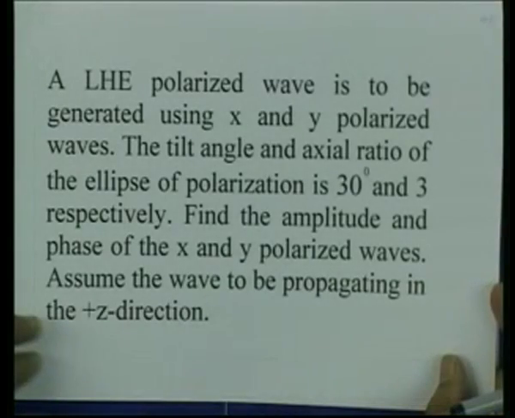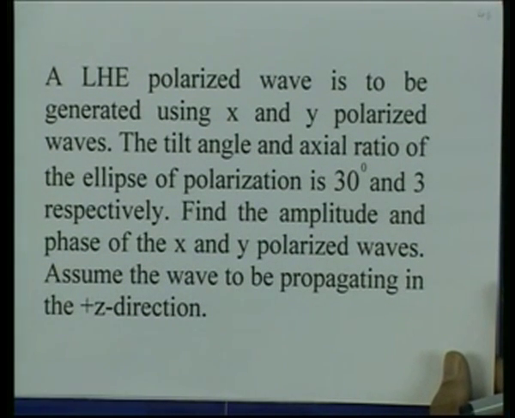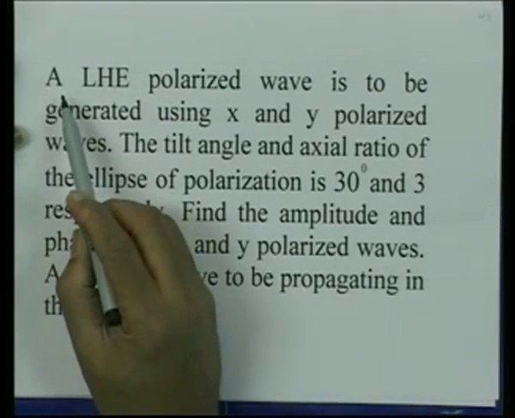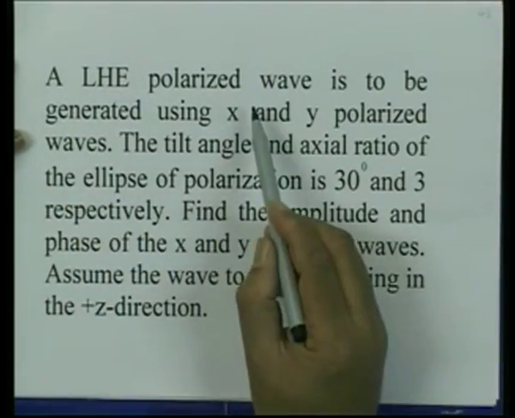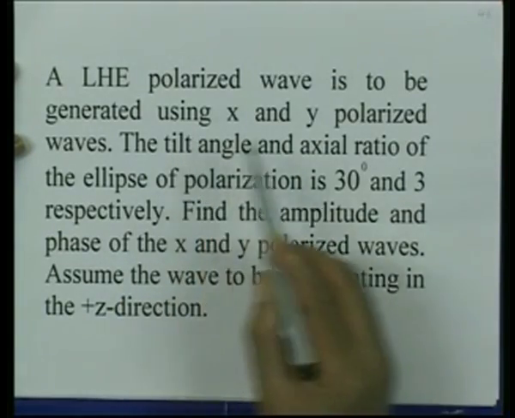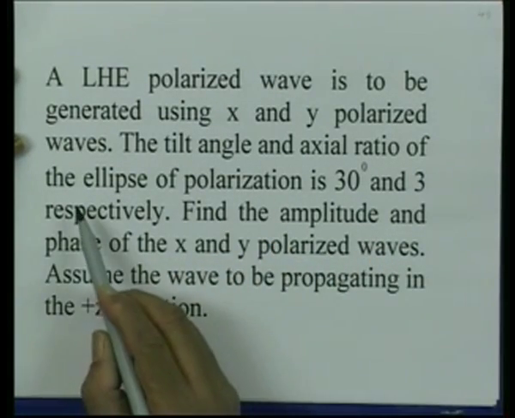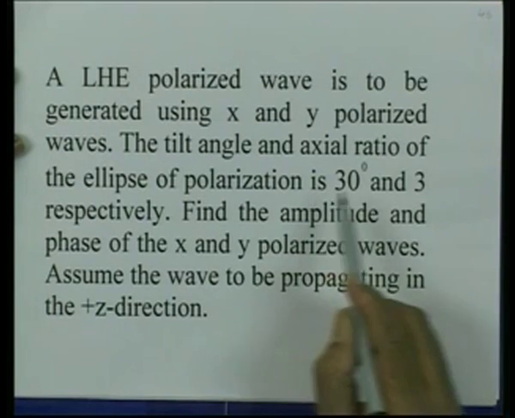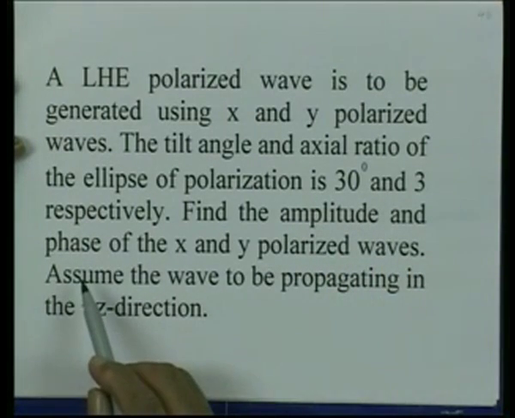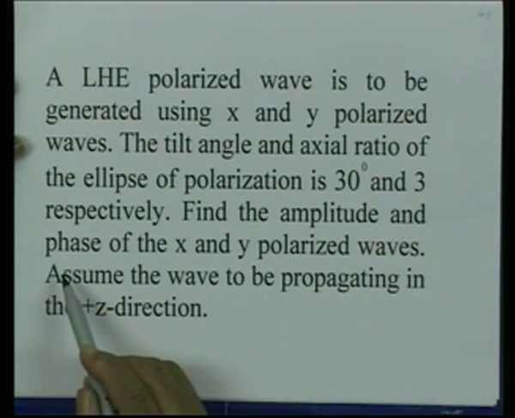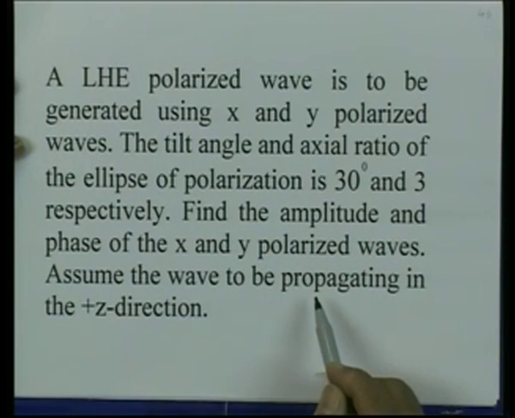Let us take another problem which is related to the polarization of the electromagnetic wave. So, let us say that we have to generate a left-handed elliptically polarized wave. The problem is as follows: a left-handed elliptically polarized wave is to be generated using x and y polarized waves. The tilt angle and the axial ratio of the ellipse of polarization are 30 degrees and 3 respectively. Find the amplitude and phase of the x and y polarized waves. Assume the wave to be propagating in the positive z direction.